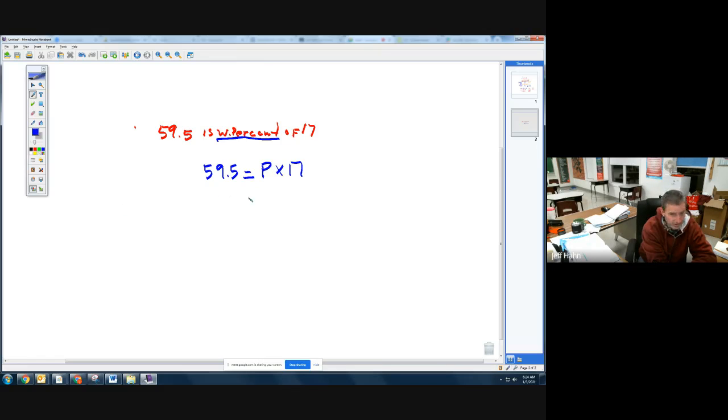And I solve this just like every other equation. How do I get rid of this 17 over here? I divide by 17. And I divide by 17. Now note, if it would ask me what fraction, 59.5 is what fraction of 17? Here's my fraction, but it's not what I need. I need to make this into a percent. I need to actually do the division on this. So it's off to the side here, 59.5 divided by 17. And again, remember my answer is not in percent form yet. This is just going to be a decimal number.